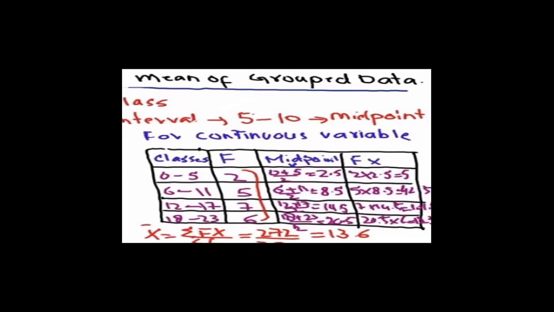and so on. We are going to add the last column fx and we are going to get sigma fx, which is equal to 272. This we are going to divide by sigma f, which comes to 2 plus 5, 7, 7 plus 7, 14, 14 plus 6, 20. So 272 upon 20 is 13.6. We can round it off as 14. So this is how we calculate mean in case of group data, particularly continuous series, using direct method.